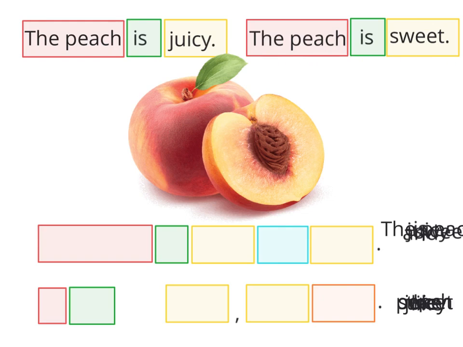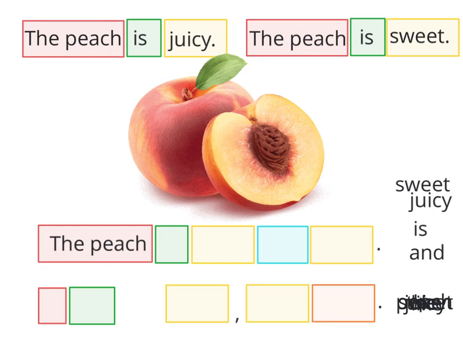Now we have two sentences that have the same subject, the same verb, and we are just changing the adjective. We want to say the peach is juicy and the peach is sweet. We can combine those two sentences in two different ways. Let's look at the first way. So we say the peach.